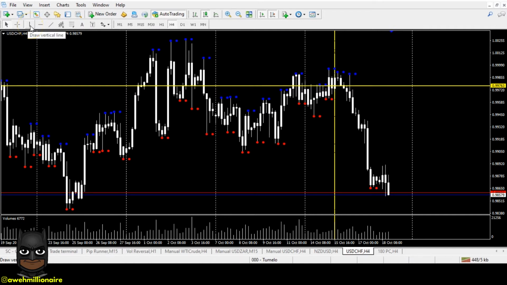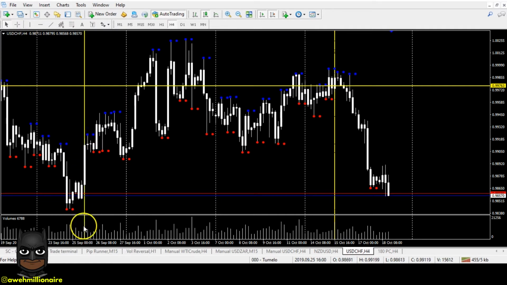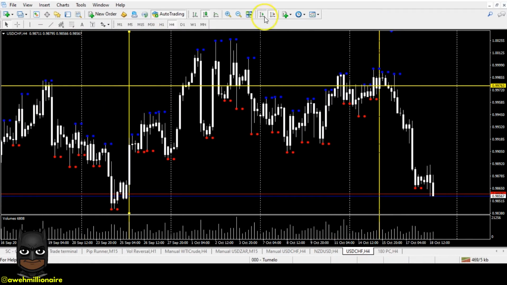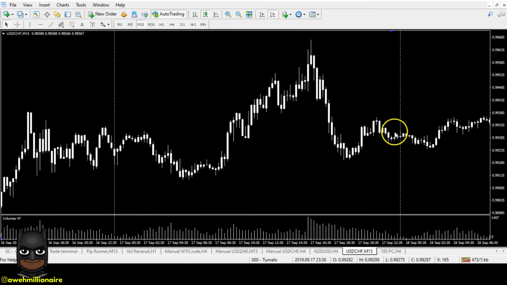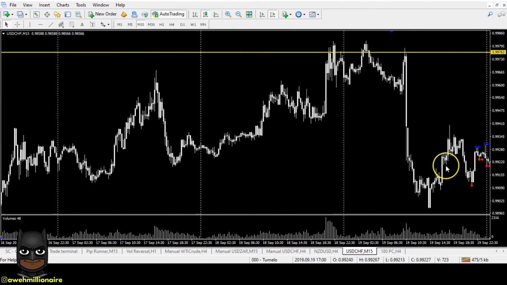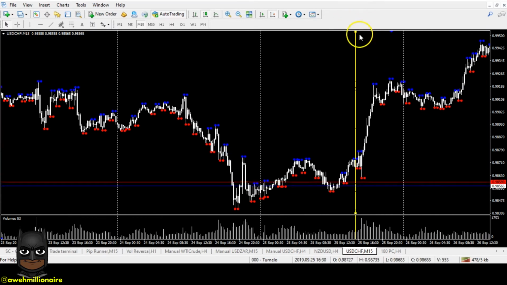And step number 2 is to then identify this level using the vertical line. So there's the high volume, using the vertical line to identify the candle. So that's step number 2 checked. And then step number 3 is to now do what? Step number 3 is to go to the 15-minute time frame. So we're going to go to the 15-minute time frame, and we're going to go to where that vertical line is, which is right over there.